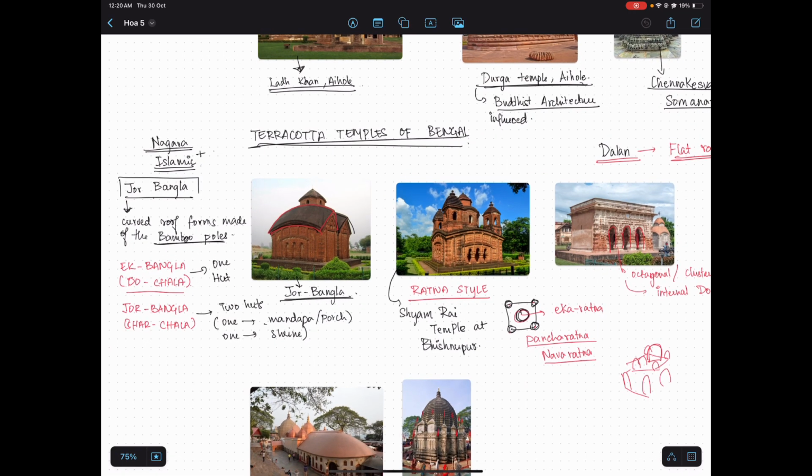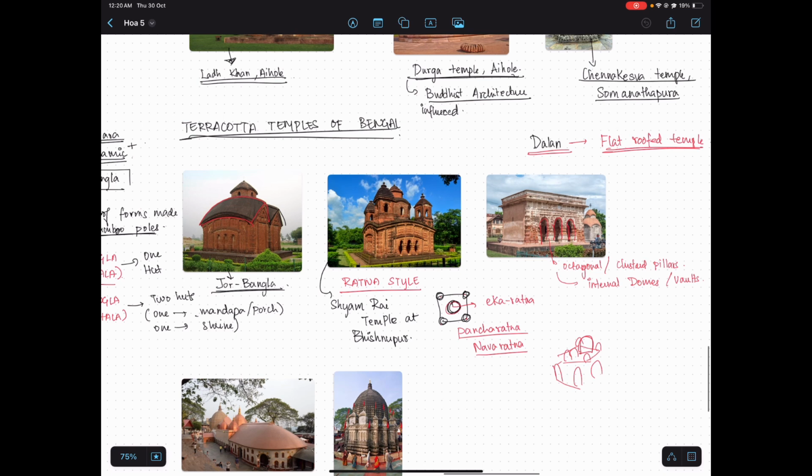One is Jor Bangla, which is a curved roof that is inspired from the bamboo poles of traditional huts. And if it had one hut, it's called Ek Bangala or Do Chala. And if it had two huts, one being the porch and one being the shrine, it is called Jor Bangla or Char Chala. Then comes the Ratna style, which is nothing but towers that are present as the superstructure of the Garbhagriha.